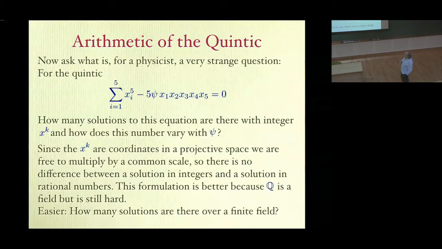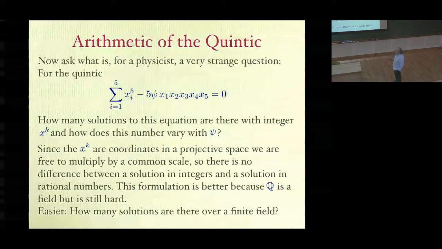But now ask a very strange question, at least one that's very strange to a physicist. Look at this equation again, and now think of the x's as defined over a finite field. So think of the x's defined over Fp, and let psi be an integer, and then it makes sense to reduce everything mod p, and ask how many solutions there are to the equation mod p.